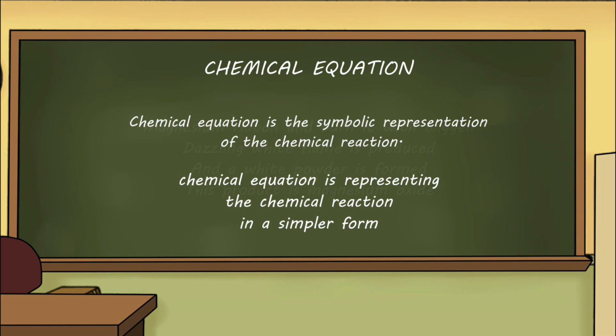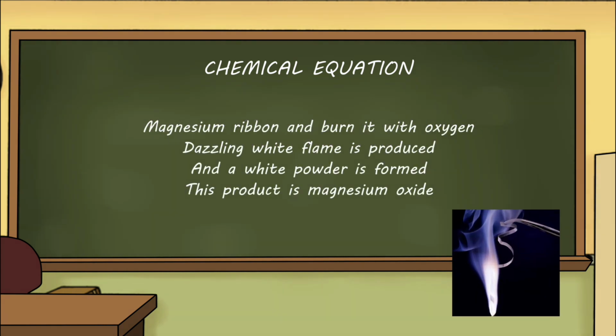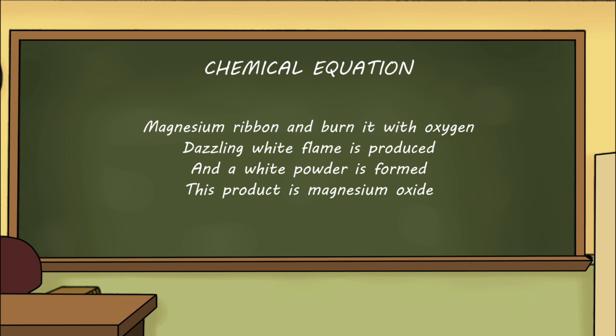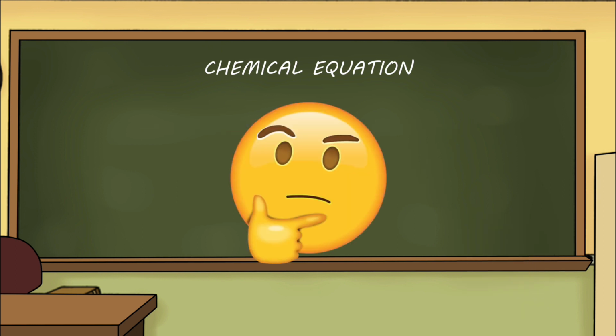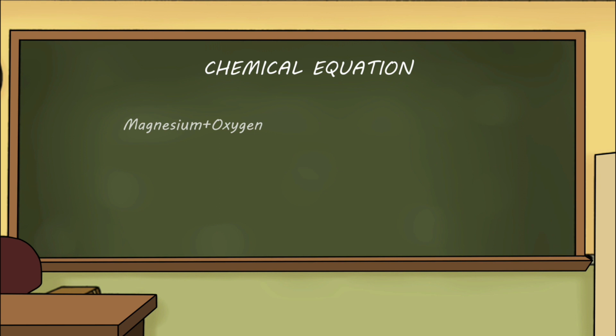Suppose we take magnesium ribbon and burn it with oxygen, then the new substance formed is magnesium oxide. Now how to represent this chemical reaction? It can be written as a word equation, that is magnesium plus oxygen gives magnesium oxide. Now we have represented the chemical reaction in a word equation.